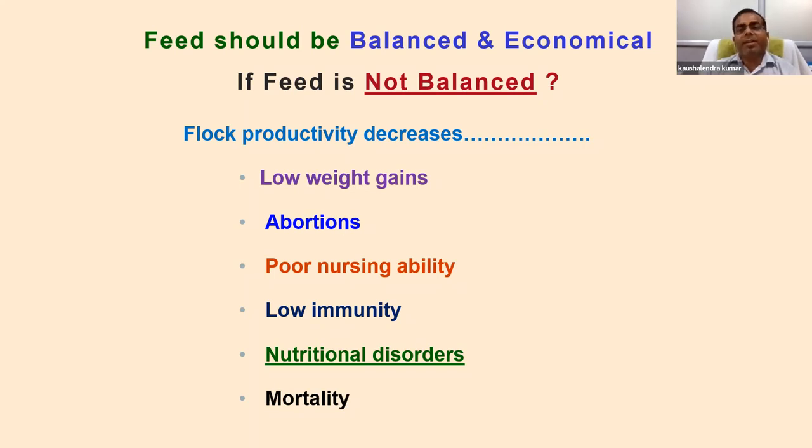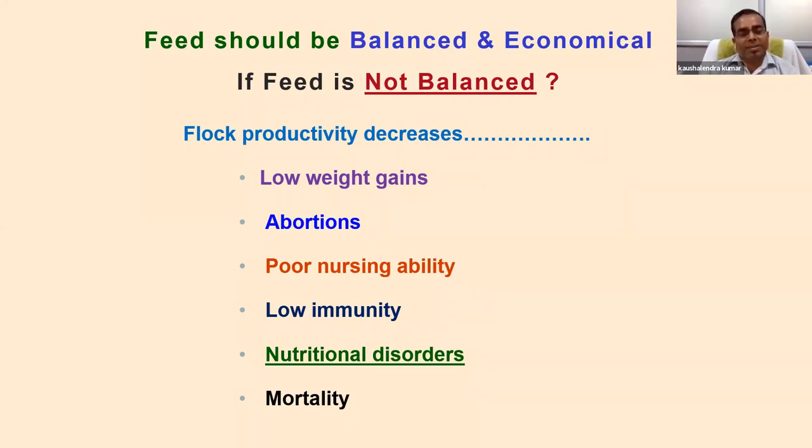And if a balanced ration is not given, then what will happen? This is a big question. Farmers should be aware of what a balanced ration is, and if it is not given to the animals, what problems arise due to imbalanced feed. First of all, the total flock productivity will decrease if farmers are not giving balanced feed to their animals. Total productivity in the sense that optimum weight gain will not come, and there will be loss of weight gain.